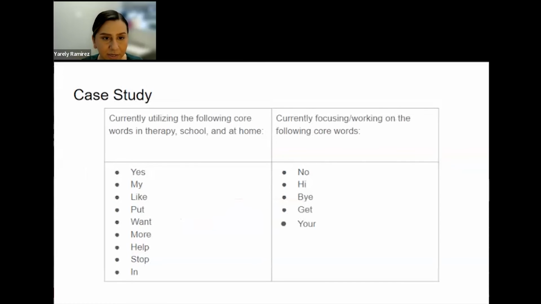So currently, he is using the following core words consistently: yes, my, like, put, want, more, help, stop, in. And then we're currently focusing in therapy on no, hi, bye, get, and your.